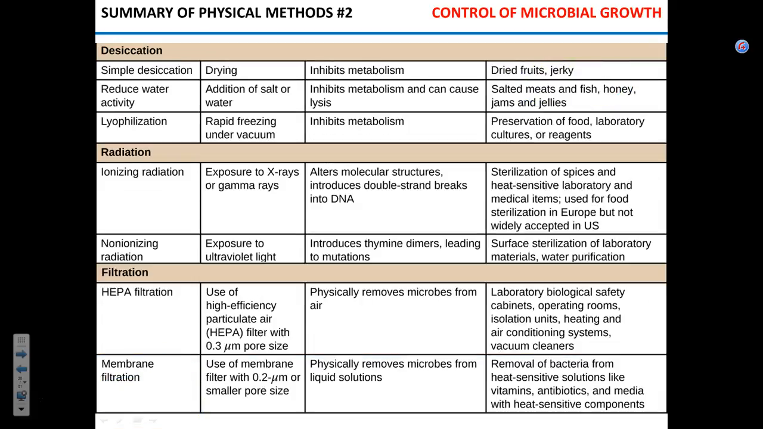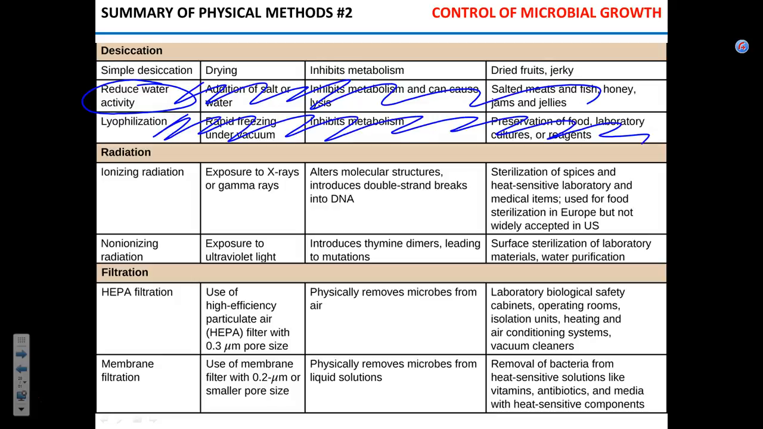Desiccation, we talked about desiccation. Reduction of water activity, well, saltiness, don't really get agitated about this. We didn't talk about lyophilization. I'm not going to ask anything about lyophilization. Don't worry, I will just tell you what it is. It's freeze drying.